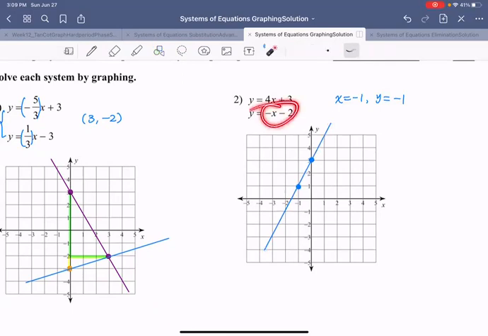Let's do the second one. What's the y-intercept? -2. You want to say (0, -2). Yeah. Okay. The rise over the run? Rise by -1 and then run by 1. Okay. So it's going to go to here, right?